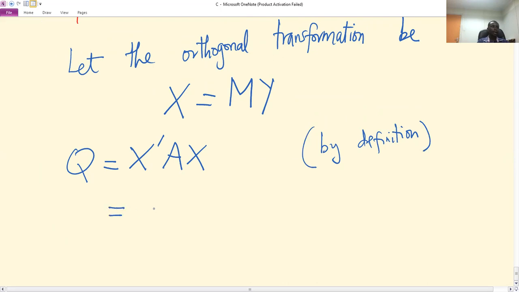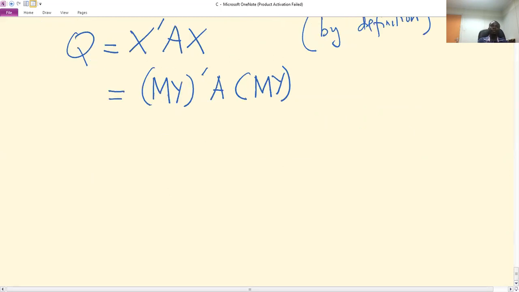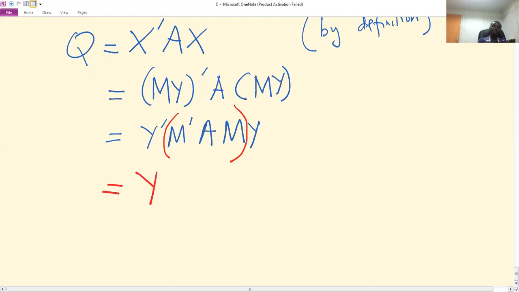So which means we can replace this, where there's x, we put My, and then we have a matrix, and x is given by My. This is just the definition of x from this transformation. So the transpose of this will be y transpose M transpose A M y. Now, after simplifying this, you see that in the middle here, we have M transpose A M. And from definition, M transpose A M is the diagonal matrix D.